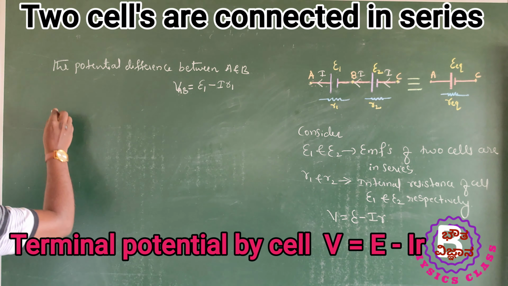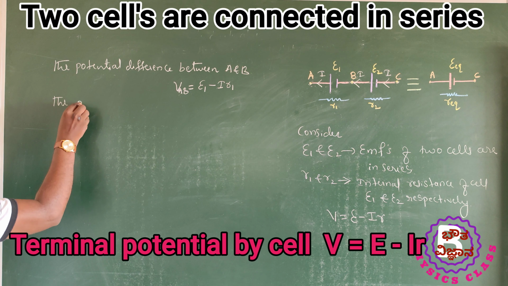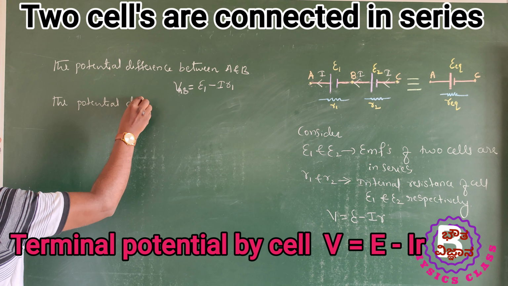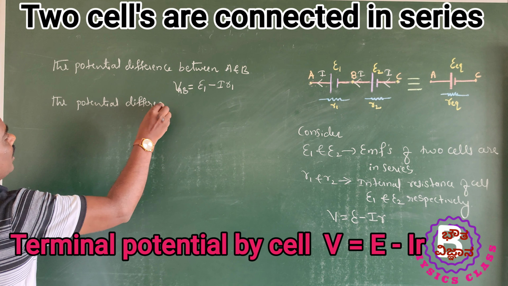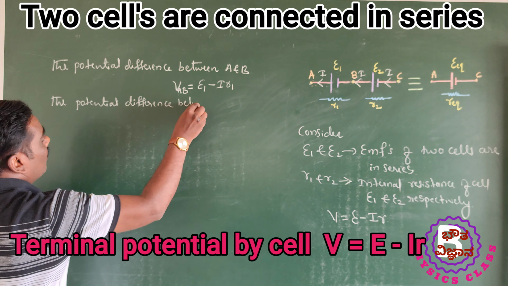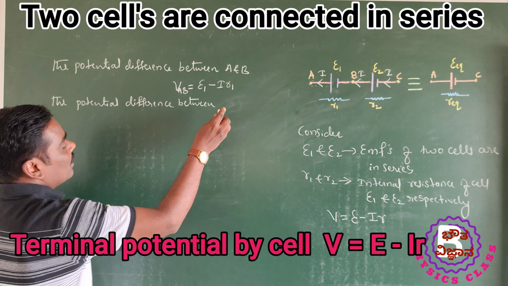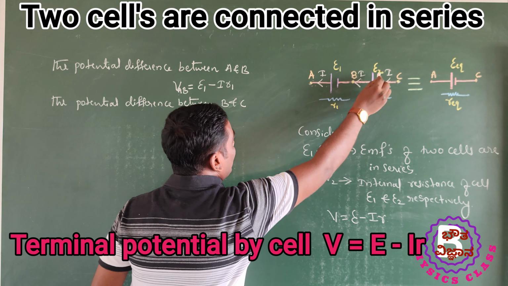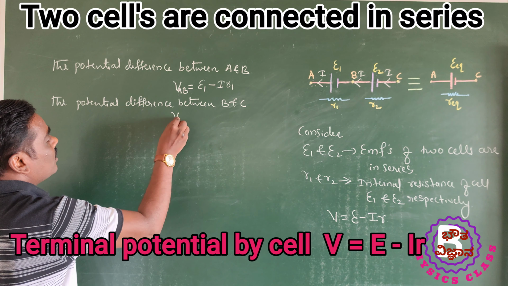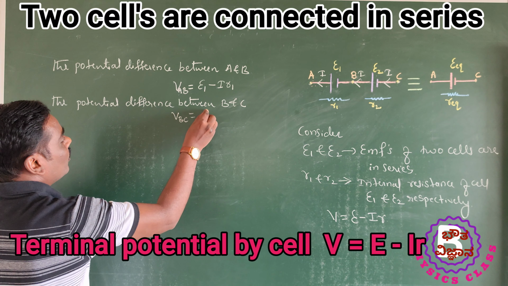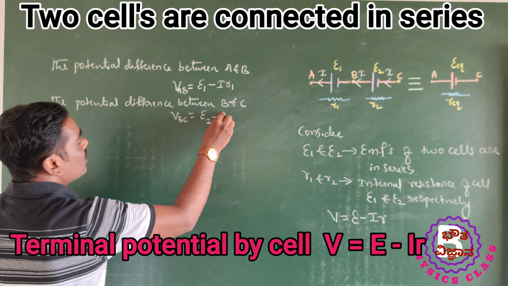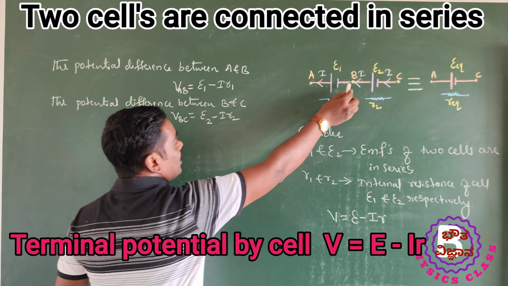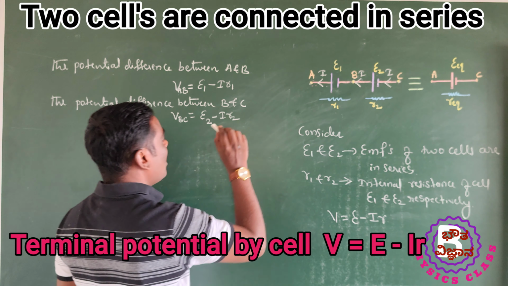Then similarly the potential difference between say B and C. What is the cell here? E2. Therefore that is VBC equal to, it is same, E2 minus I into R2, because EMF is E2 and current is I and the internal resistance is R2.